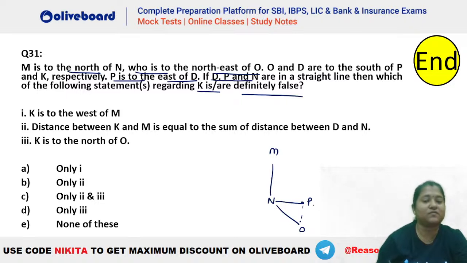So P has to be towards the east of D. That means D has to be somewhere towards this particular line. Okay, so we know that P is to the east of D. So P is to the east of D.